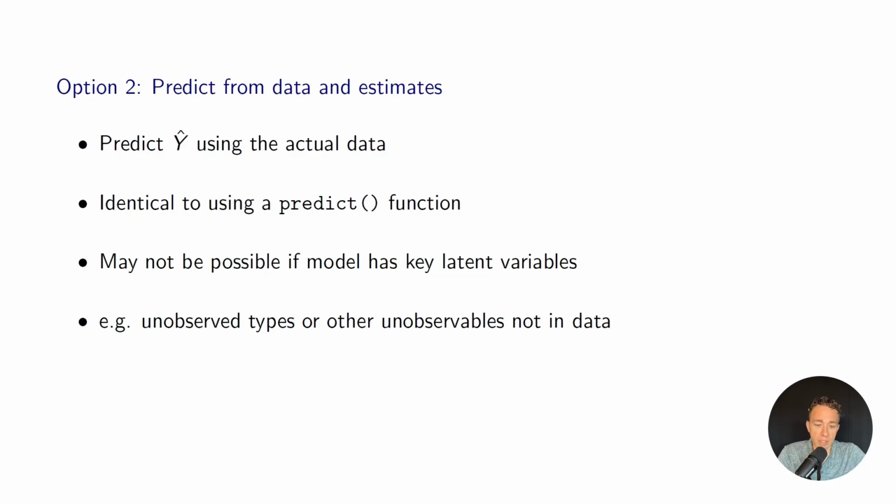So these could be unobserved types if we're doing a finite mixture model, or other unobservables that we can't see in the data, and so we can't produce them using the data. We have to produce them using the model. So if this is the case, we really have to do option 1. We can't do option 2 for models like that.